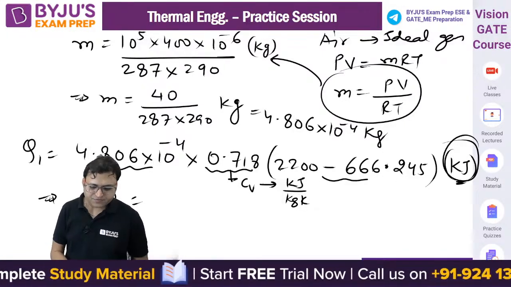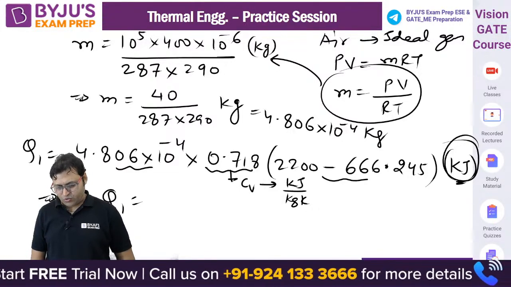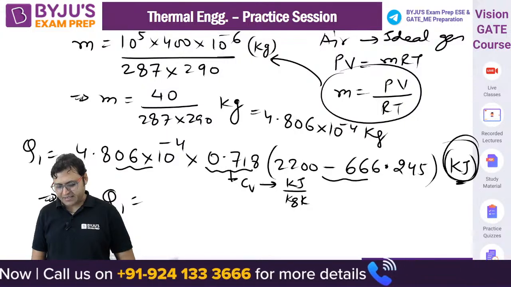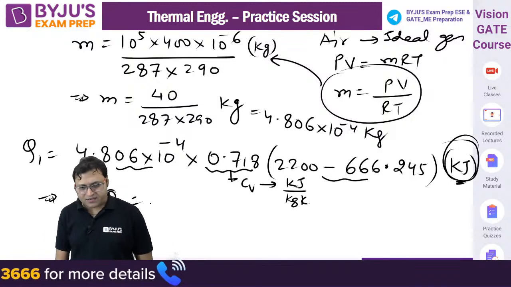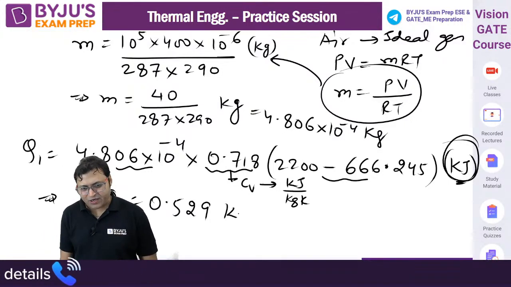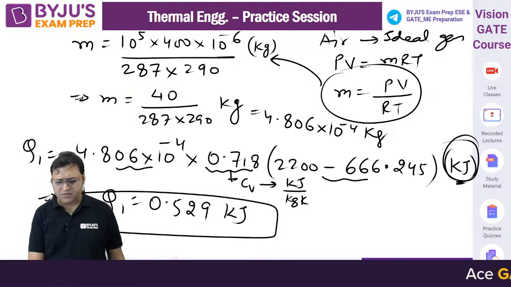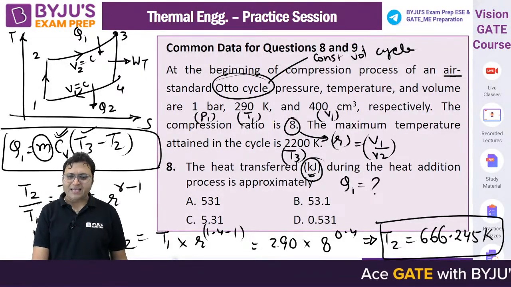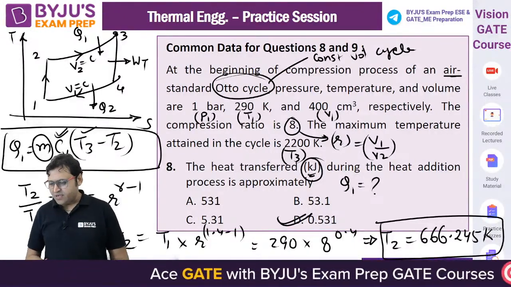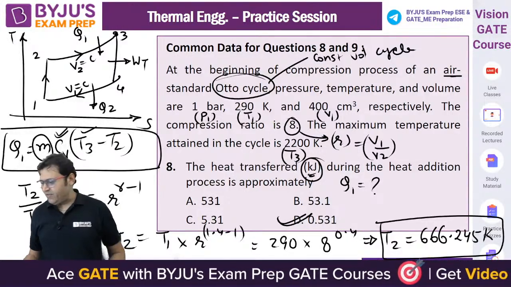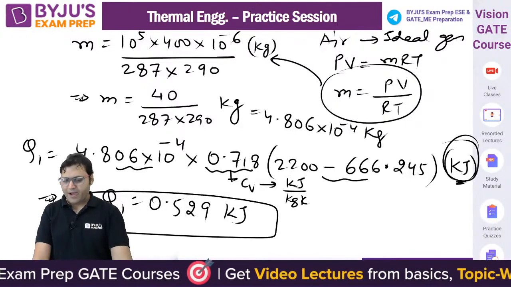Can you solve it? 4.806 into 10 to the power minus 4 into 0.718 into 2200 minus 666.245. 0.529 kilojoule will be the answer, isn't it? क्या आ रहा है, सही है क्या? 0.53 something. D will be the correct answer. Are you getting it or not? D will be the answer.